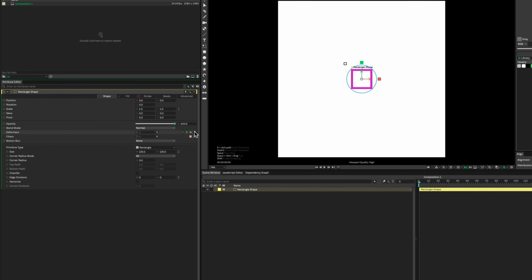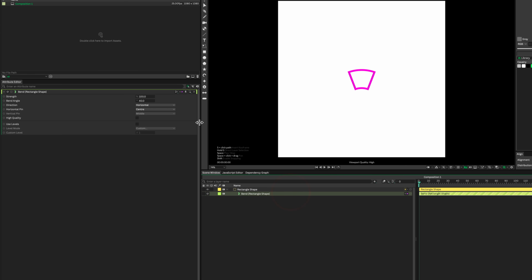Add a Bend Deformer to curve the square. Make the bend vertical and anchor it to the bottom. Bend angle controls how far the square curves.